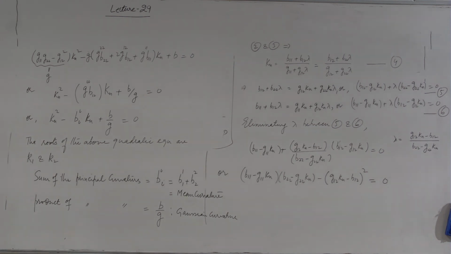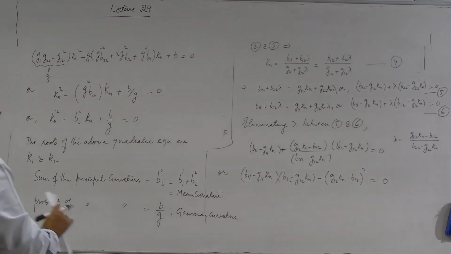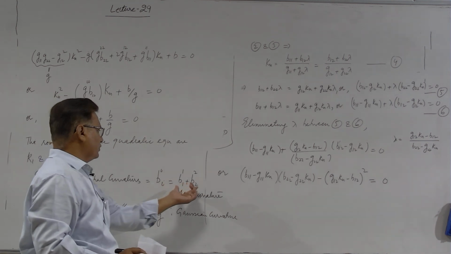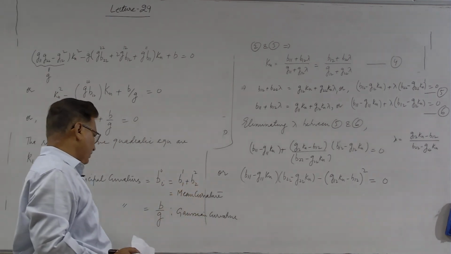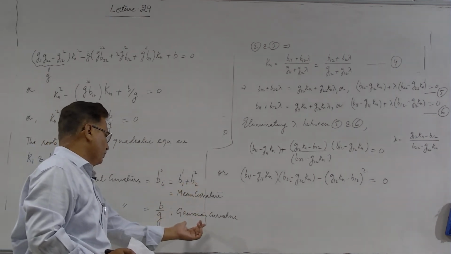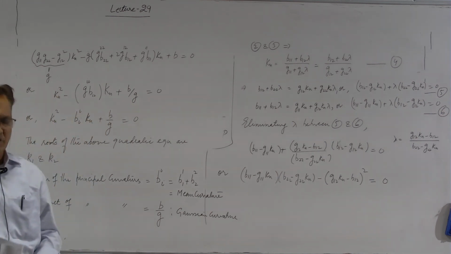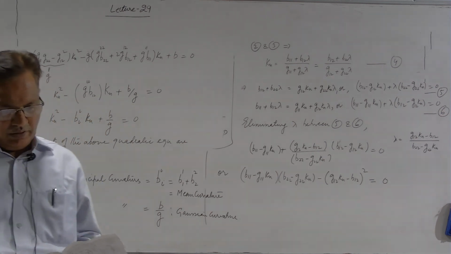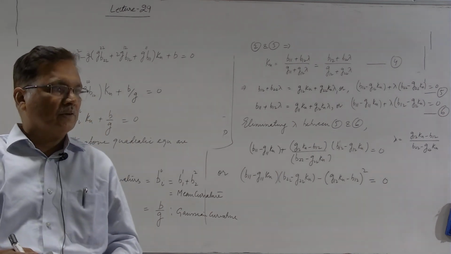So in this lecture we have learned how to compute the principal curvatures. Their sum is also a known curvature called the mean curvature, and their product is a known curvature called the Gaussian curvature. I stop at this point; we will continue next time tomorrow.